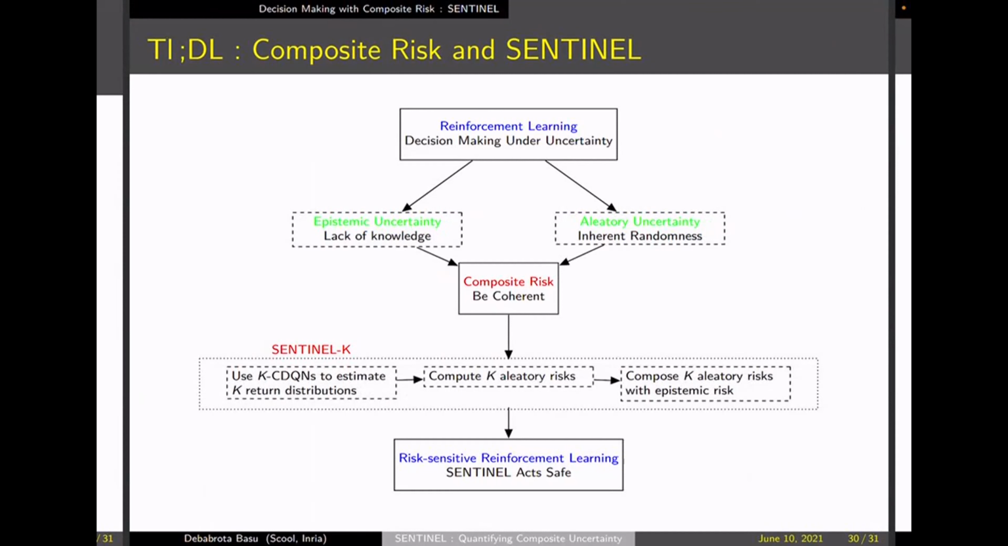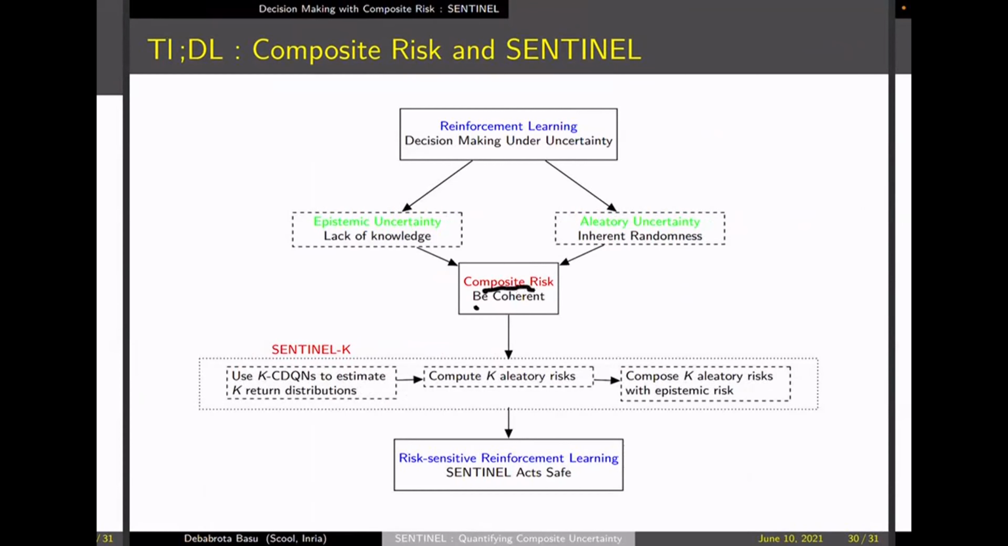There is this reinforcement learning problem that we are interested in, which is basically sequential decision making under uncertainty. In that case, we observe there are 2 sources of uncertainty: epistemic uncertainty and aleatory uncertainty. One is due to lack of knowledge. Another one is due to the inherent randomness of the real decision making process. Then we join them together in a composite risk formulation. And this is the composite risk.